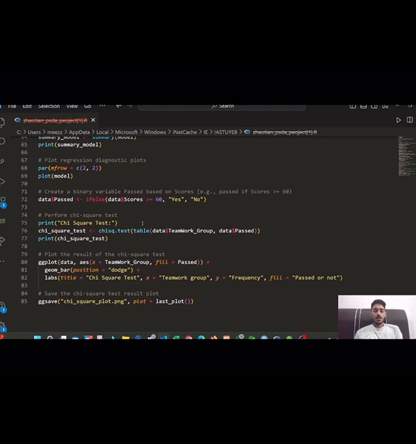Okay. Then we declare a variable called best in order to test the chi-square test. So the program will test the score. If the score is equal or greater than 60, it will make the calculation. Also, we declare a variable called teamwork group and best.